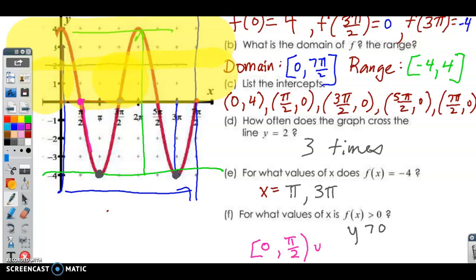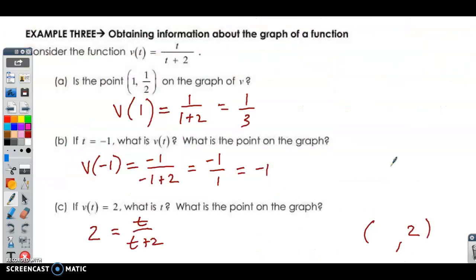where the graph goes below the x-axis, and here it's coming back up, so we need this part. From 3 pi over 2 to 5 pi over 2. Not including those values, because at those values, the y value is equal to 0. And we are being asked, where is f of x greater than 0, not greater than or equal to 0. You have to make sure you read the question. Okay, so we are almost finished.